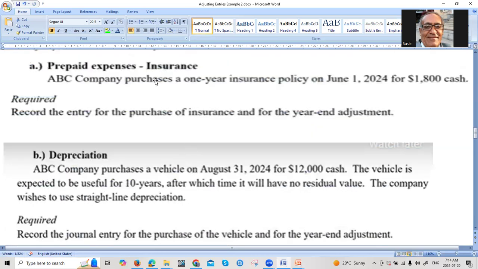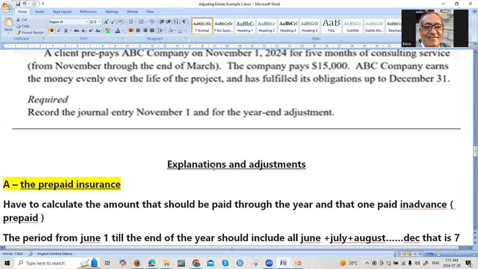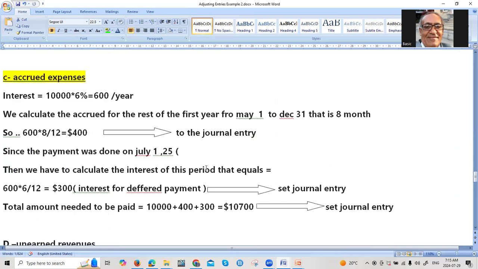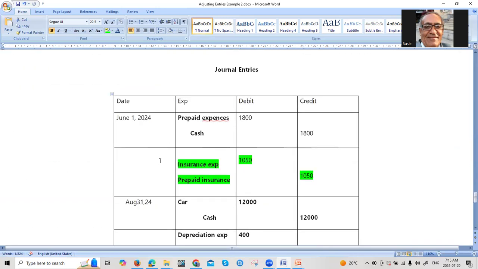Like you see here, the transaction is for $1,800. The whole transaction is $1,800. So I start my journal entries here, from prepaid expenses into cash. Why? Because cash is less by the whole amount. You know how to do the journal entries; I showed you how to do it.